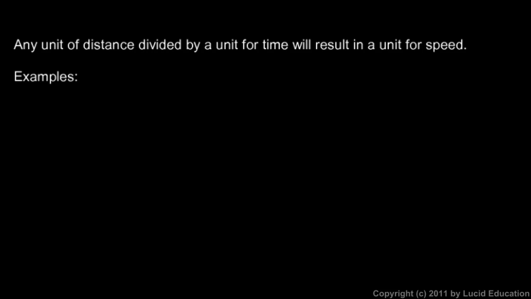It turns out that any unit of distance divided by a unit for time will result in a unit for speed. So we'll look at some examples here, some common ones. Miles per hour. As we've seen before, that's distance divided by time. In Europe, they commonly measure speeds in a car or a train in kilometers per hour, because in Europe they're using the metric system, which uses kilometers for distance rather than miles as we use in the English system.